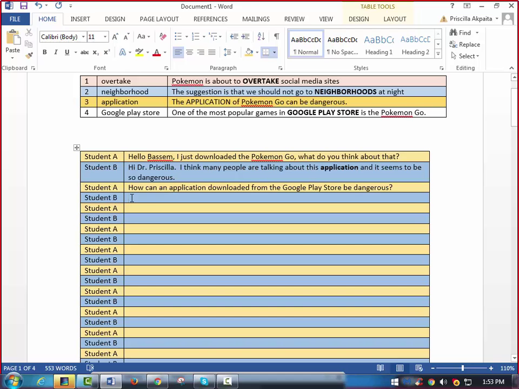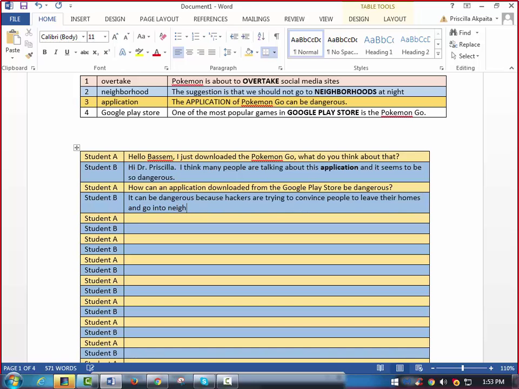Actually, there are hackers who want to steal from the users of this application by telling them, for example, to go out searching for Pokemon. Then they will steal their home, at night, and then steal their houses. Okay, so this might not be perfect, but you get the idea.